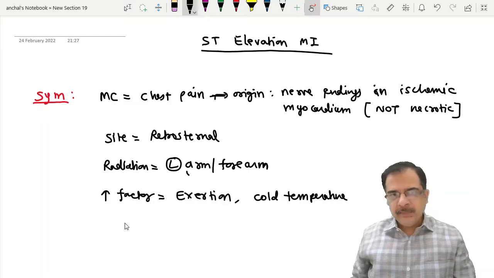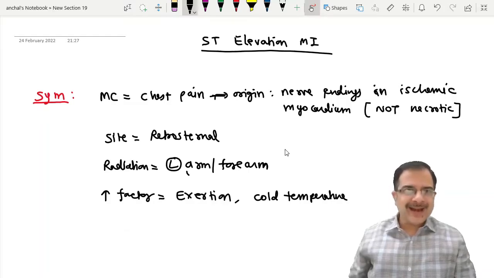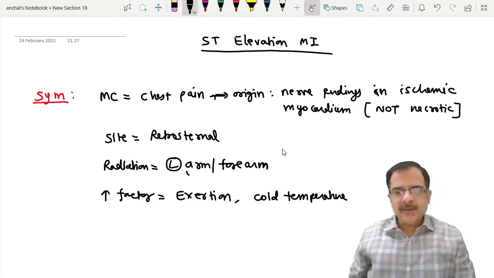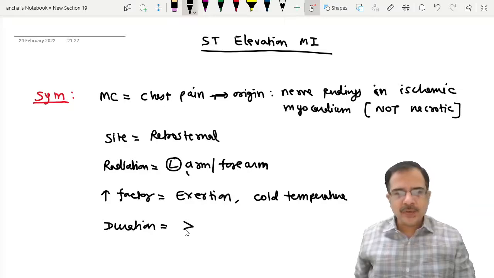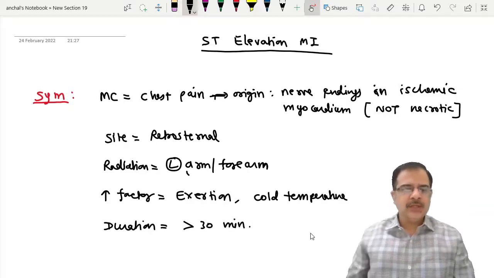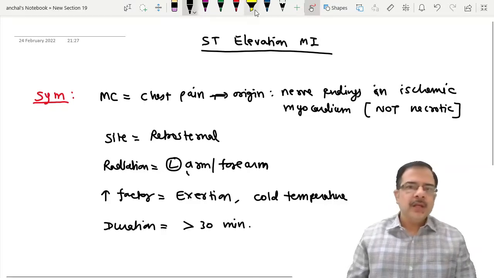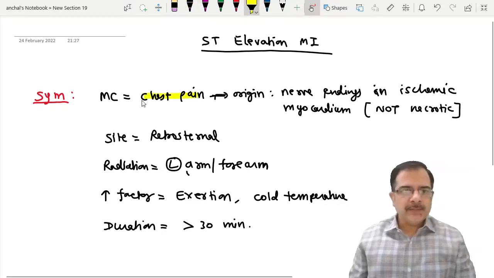While it may or may not be decreased by nitrate or rest, if it is decreased by nitrate or rest, that will go more in favor of anginal pain. Then the duration of the pain for the definition of ST elevation MI is always more than 30 minutes. So this is the most common symptom of the ST elevation MI.